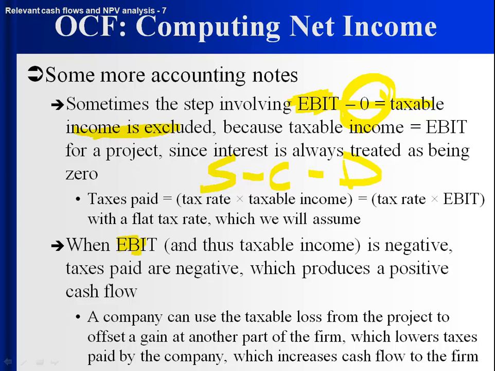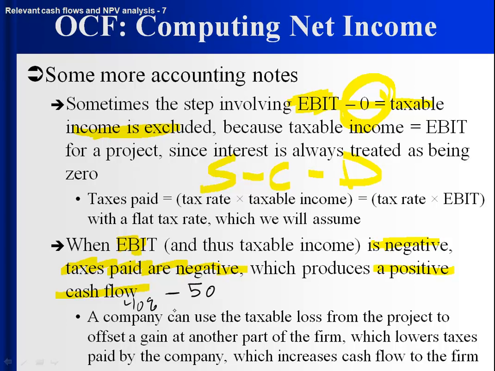Interesting note that when EBIT is negative, taxes paid are negative, which produces a positive cash flow. So suppose we have a situation where the taxable gain for our company's project is expected to be negative 50.